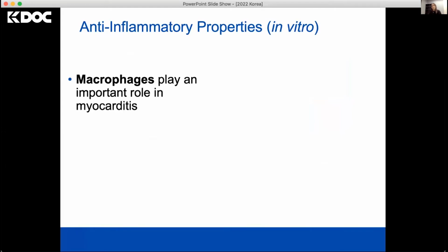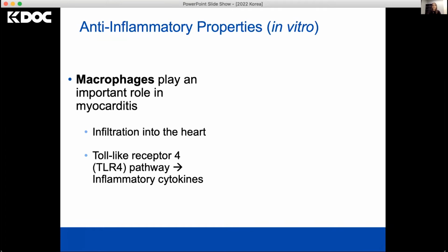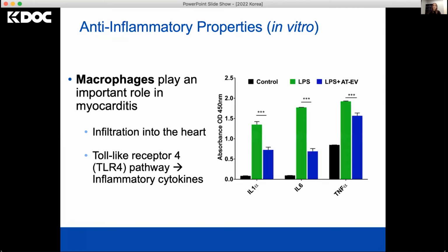And so one of the simple things we've done before looking at this myocarditis model that I mentioned was just look at macrophages, both primary macrophages from humans as well as various other macrophage cell lines. And the reason we do this is because these macrophages are known to infiltrate into the heart during myocarditis, where they activate the toll-like receptor 4 pathway and release inflammatory cytokines. And so a simple model is to add LPS, which is a TLR4 ligand, and then we can add these adipose tissue-derived extracellular vesicles into the culture and look at inflammatory cytokines.